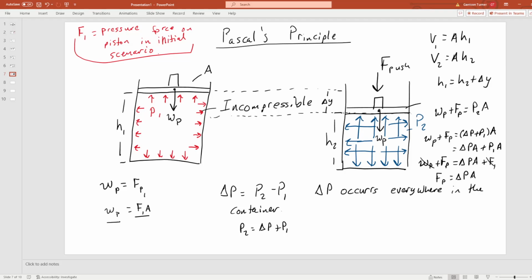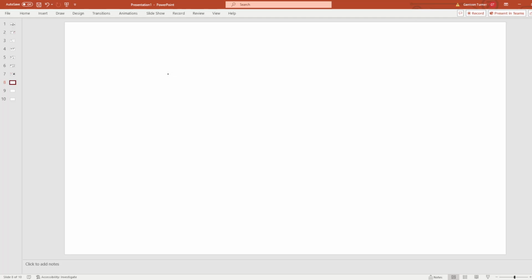Now, to take this to the next level, consider a container with two pistons.